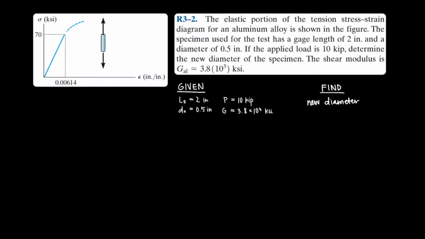So now let's take a look at an example problem. The elastic portion of the tension stress-strain diagram for an aluminum alloy is shown in the figure. The specimen used for the test has a gauge length of 2 inches and a diameter of 0.5 inches. If the applied load is 10 kips, determine the new diameter of the specimen. The shear modulus is G equals 3.8 times 10 to the third KSI.